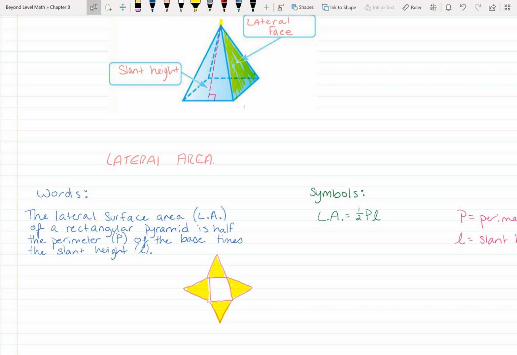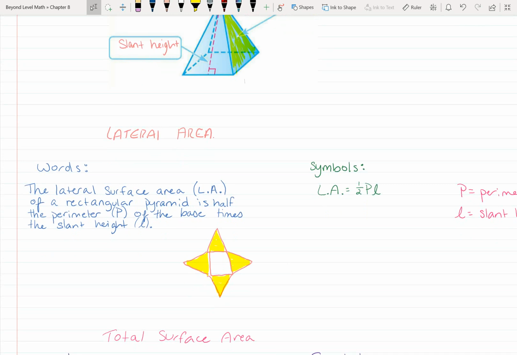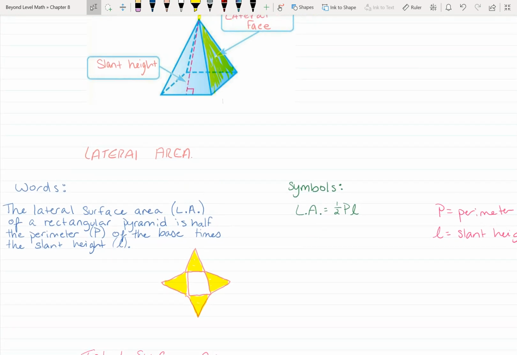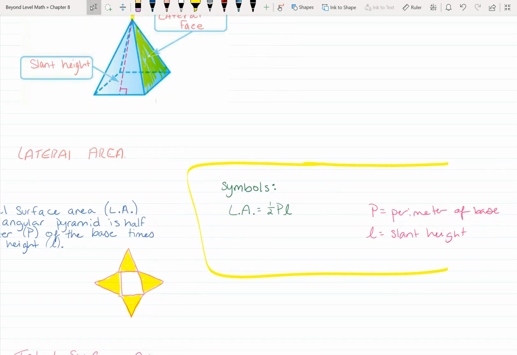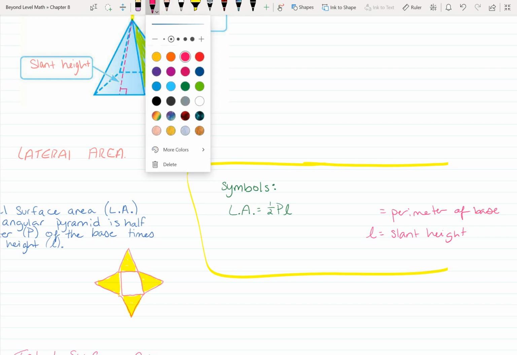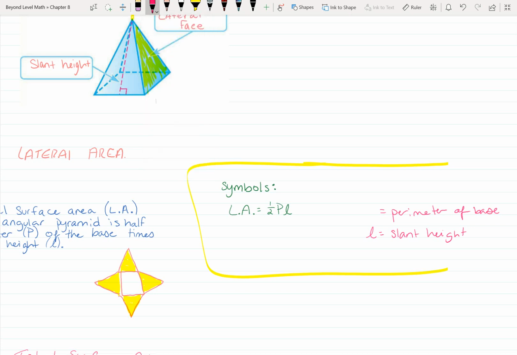a different formula. So the lateral surface area uses the symbol, and here's what I want you to write down. Uses the symbol LA, lateral area. Then for the formula, we're going to use a capital P, which means perimeter of the base. Let me make that look more capital. And then a cursive L for slant height.